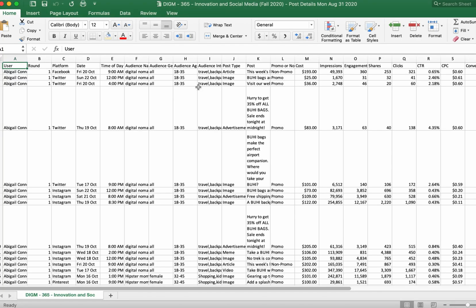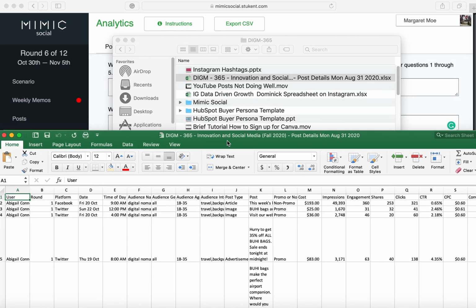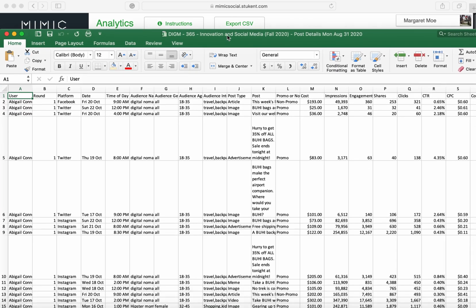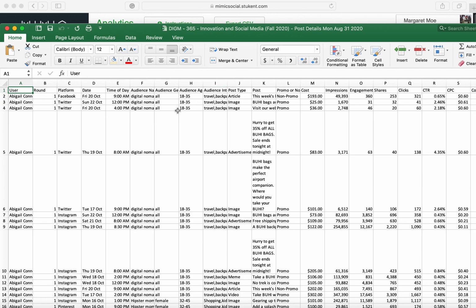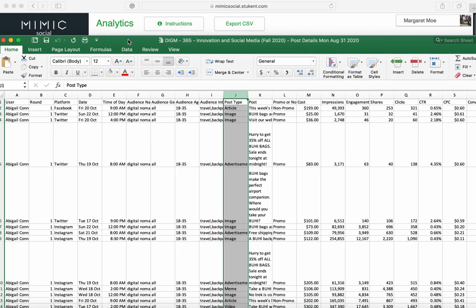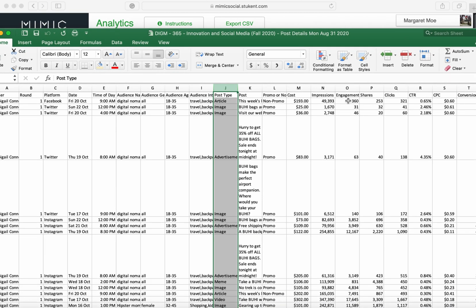So if you want to know what type of post gets the most engagement, if you look on here, you'll see this right here is the post type. We had an article, an image, advertisement, meme. So that's how you find out what your post type was. And then you look to see engagement. So just organize it. So here, we see an article had 360 engagements.